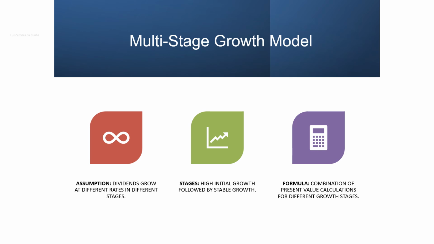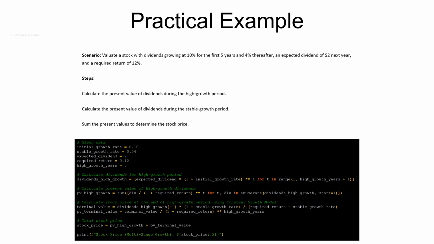then summing these values. Let's evaluate a stock with dividends growing at 10% for the first 5 years and 4% thereafter, an expected dividend of $2 next year, and a required return of 12% using the multi-stage growth model.